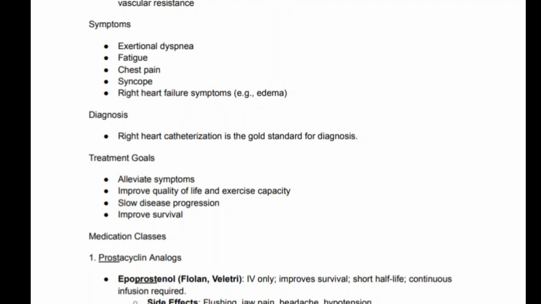Professor, before we dive into thyroid disorders, can we try some practice questions to test what we know about PAH? Of course. Let's start with this one.